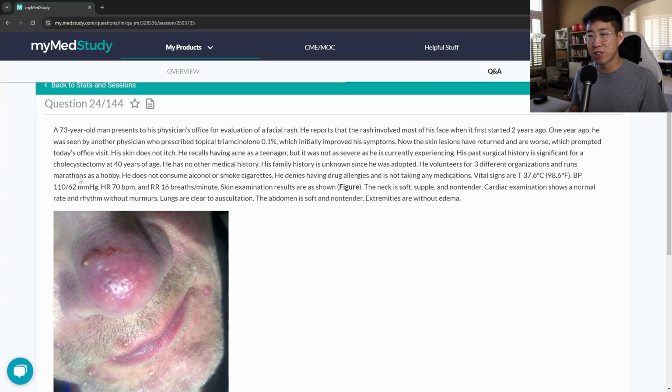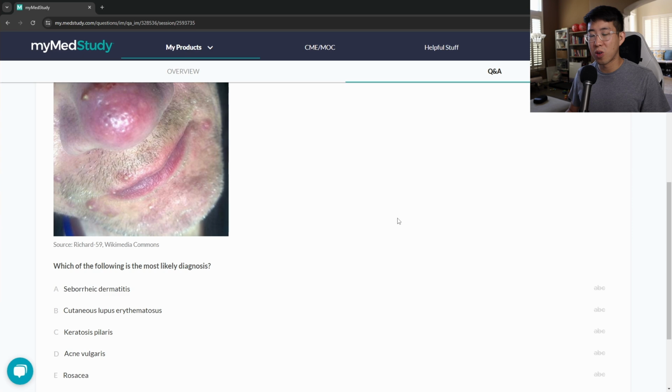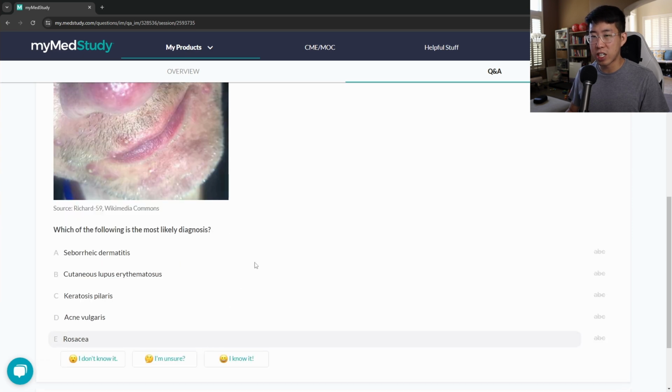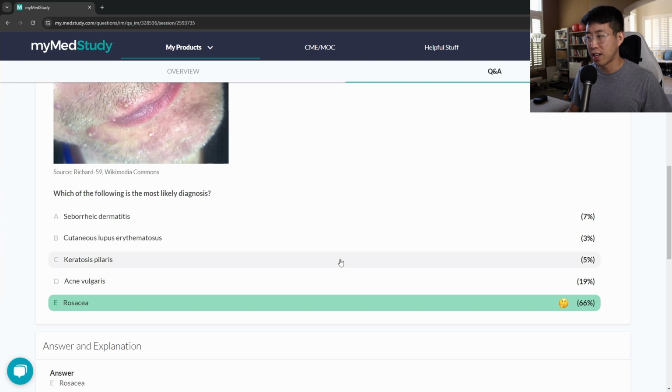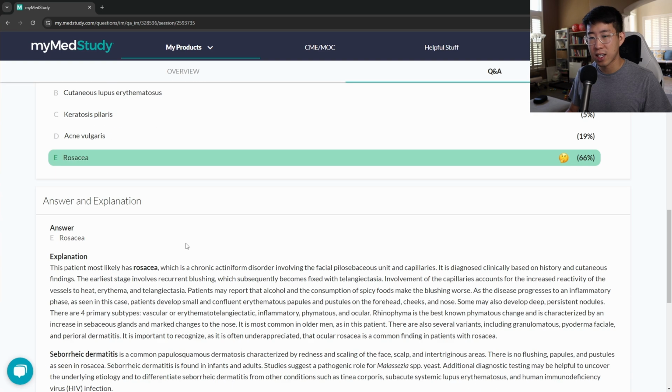His past surgical history has a cholecystectomy, no other medical history, family history unknown, volunteers for 3 different organizations. He's a pretty healthy guy. Everything seems pretty normal. So in this case, I'm going to just go with rosacea, papulopustular rosacea. And we can see 66% of people got it right.